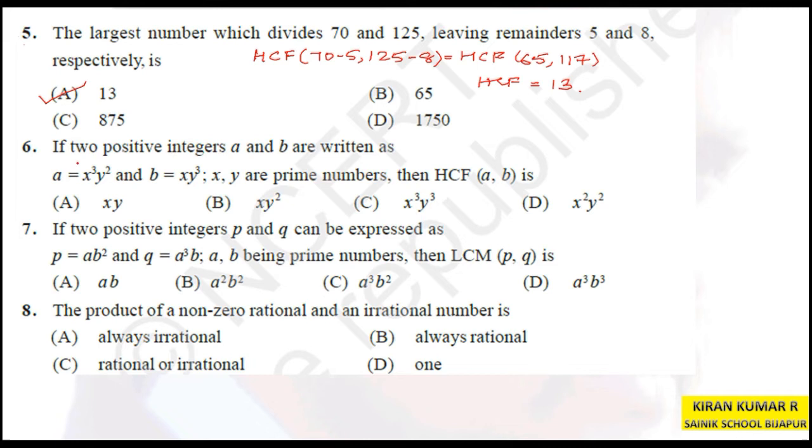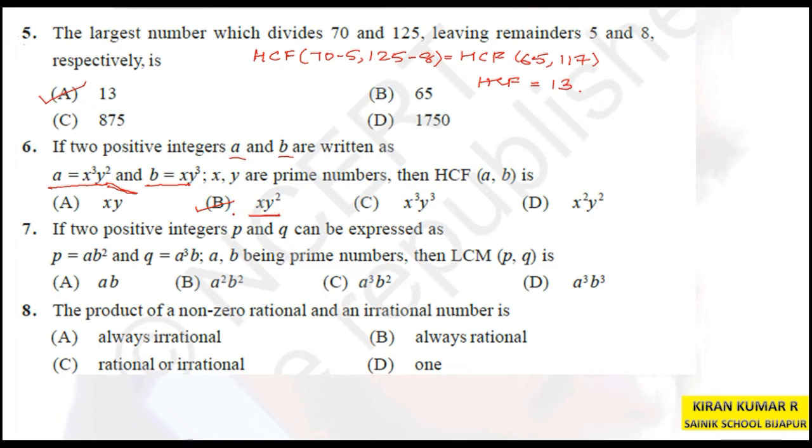Sixth question. If two positive integers a and b are written as a equals x cube y square and b equals x y cube, where x and y are prime numbers, then the highest common factor of a and b is. For the highest common factor, we need to find the common factors having the lowest power. So option B, x y square, is the right answer.